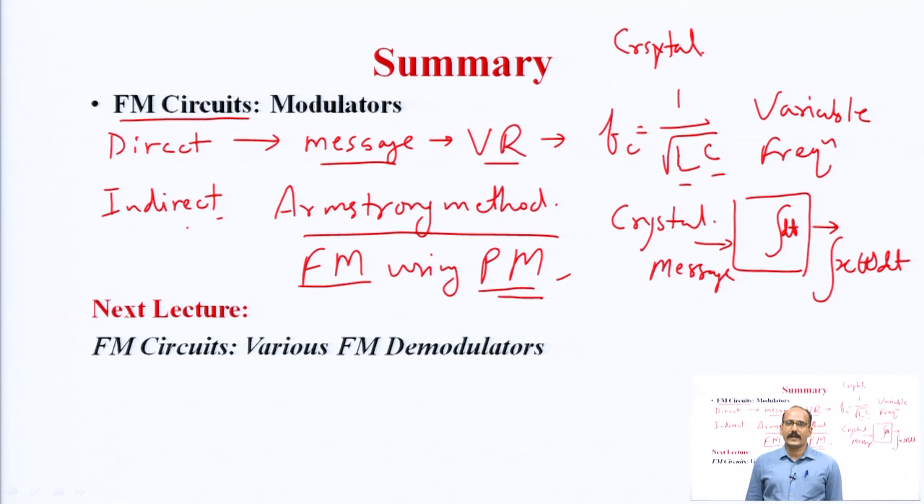And as we know, FM signals are of two types, narrow band or wide band. Generally, through the Armstrong method, initially we generate narrow band signals, and by using various frequency multipliers, we can convert that narrow band FM signal into a wide band FM signal. So, this is all about the FM circuits that are used for telemetry systems. In the next lecture, we are going to concentrate on various FM demodulator circuits. Till then, thank you.